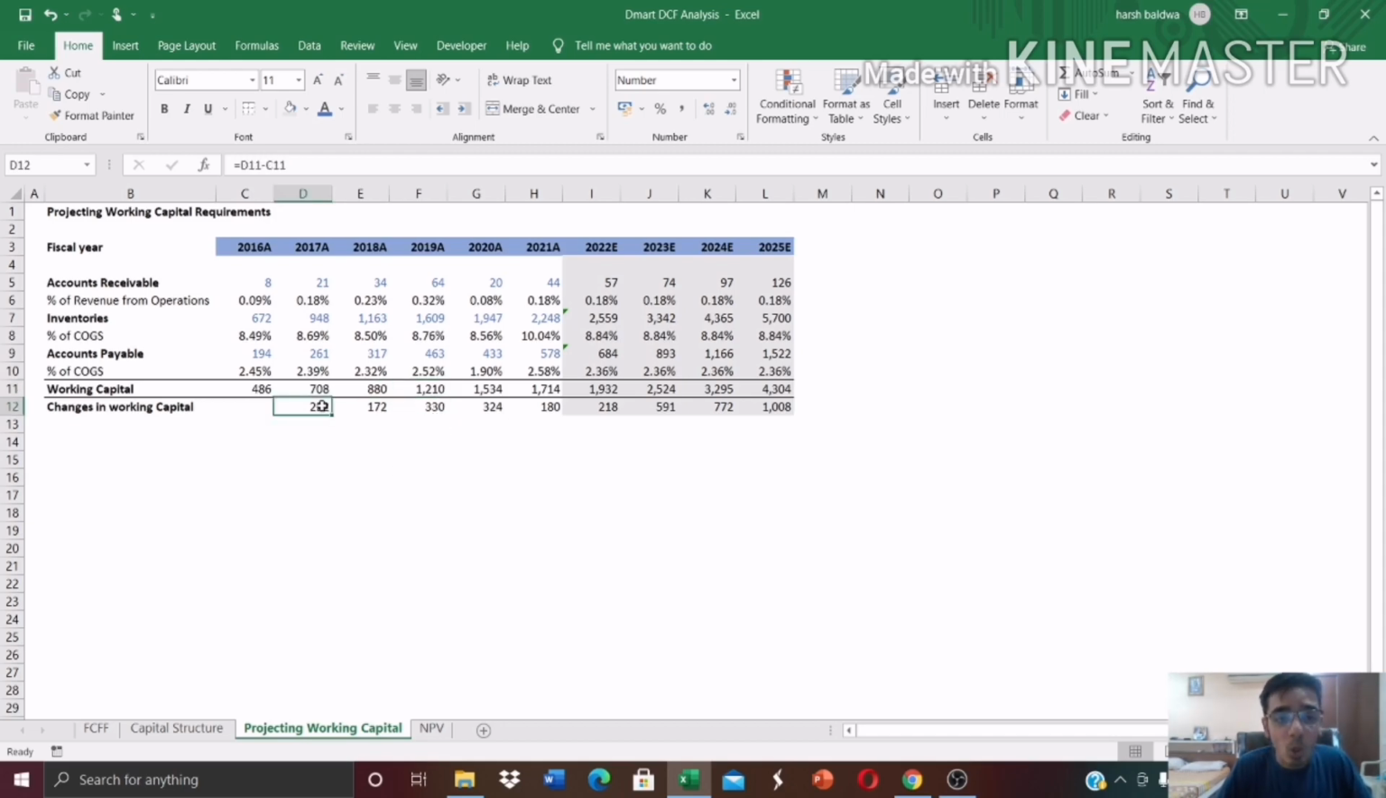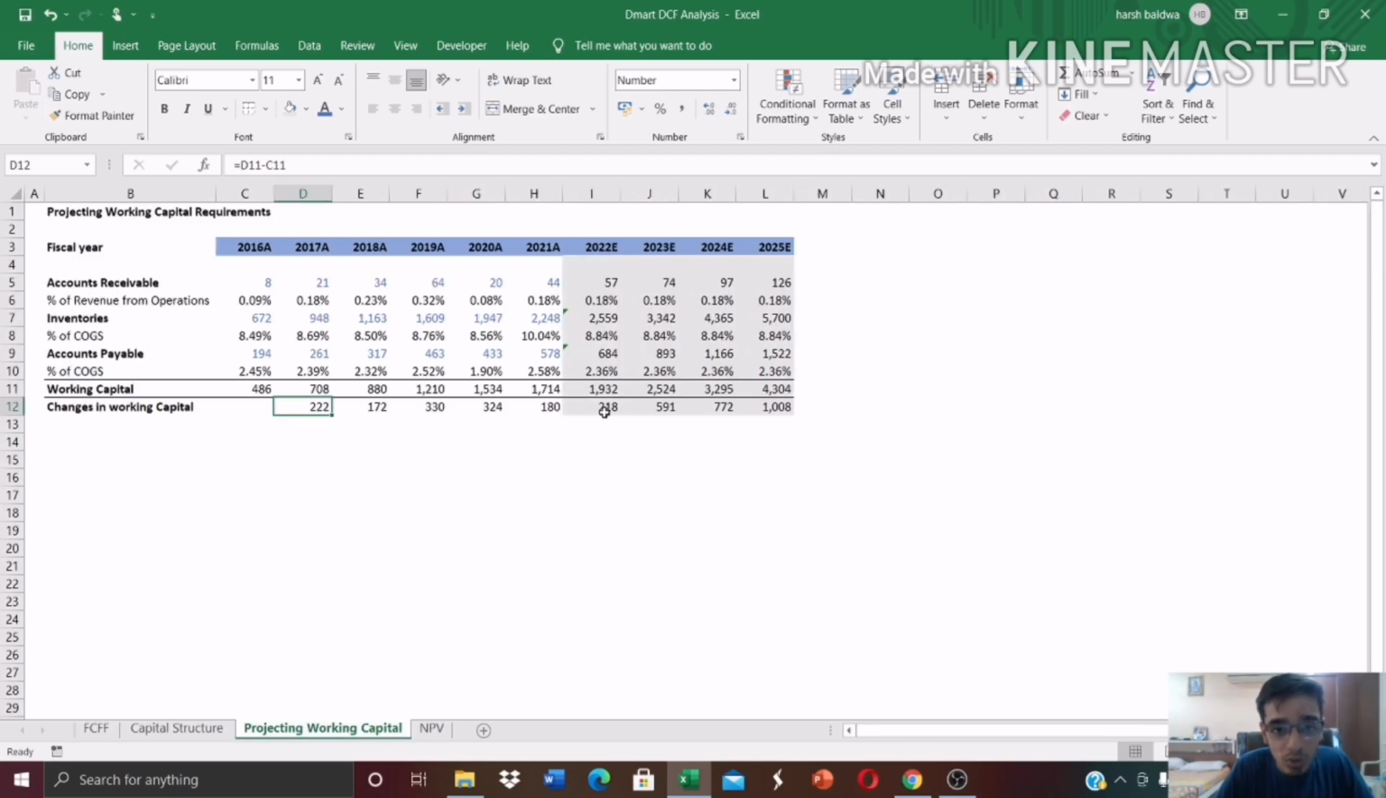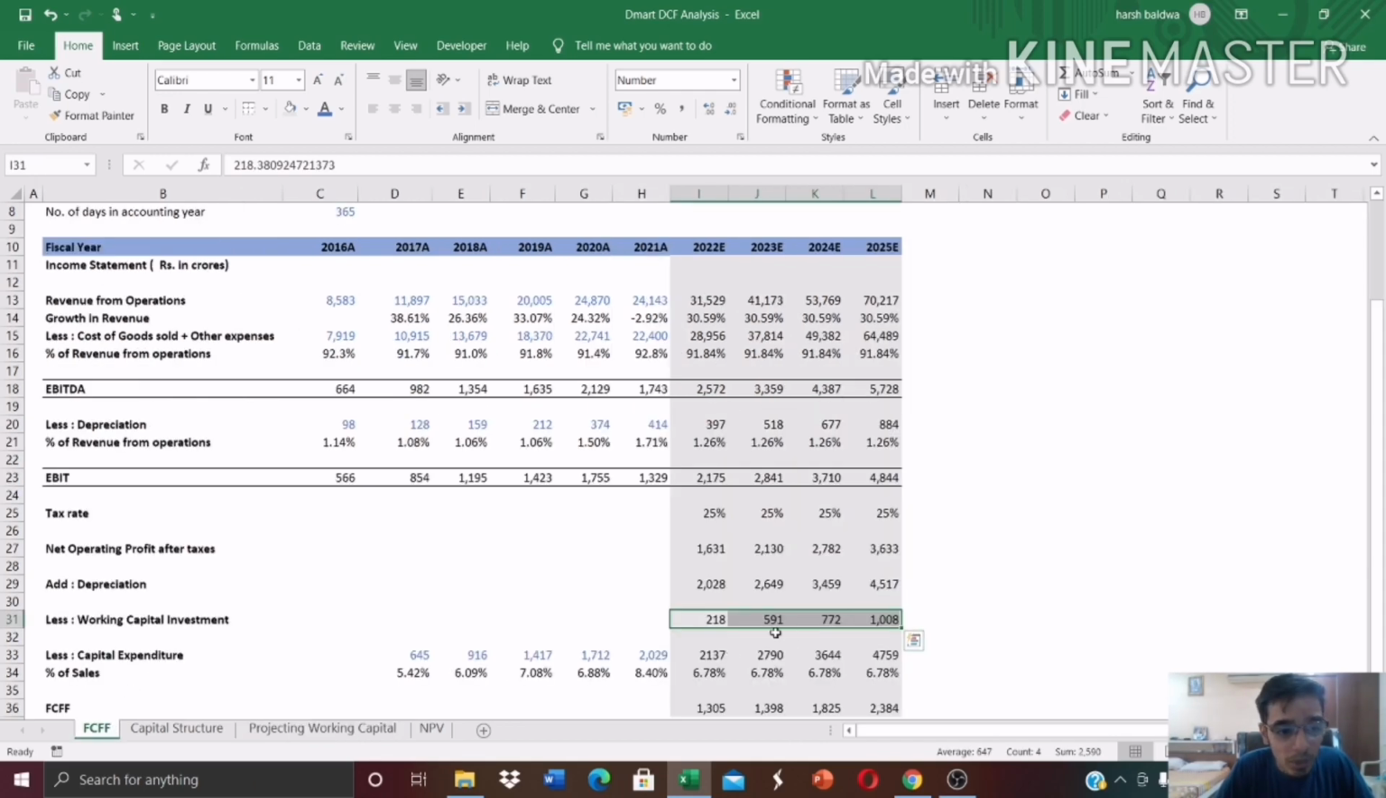As this is a positive figure, it means we have to invest in working capital. So it's an outflow of cash basically. That's why, as you can see over here, we are going to subtract the working capital investment, 218591, these same figures from 2022. So we are subtracting the working capital investment.